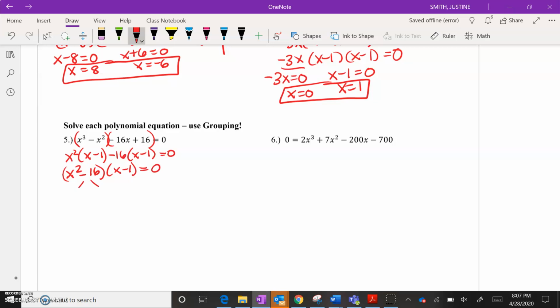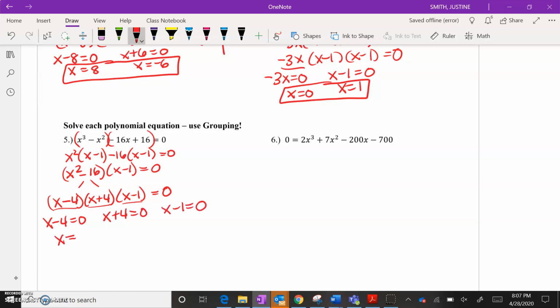And now I have dots. Very exciting. Okay, so I'm going to set all 3 of these equal to 0. So x minus 4 equals 0. X plus 4 equals 0. X minus 1 equals 0.